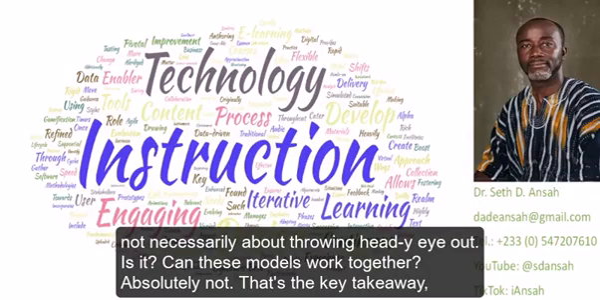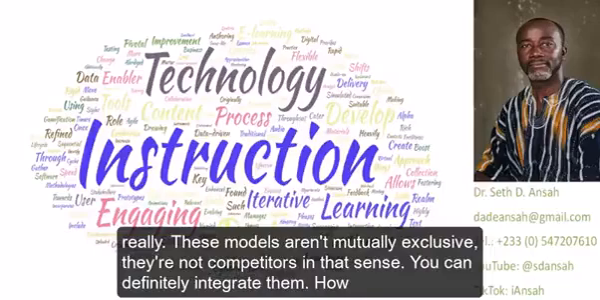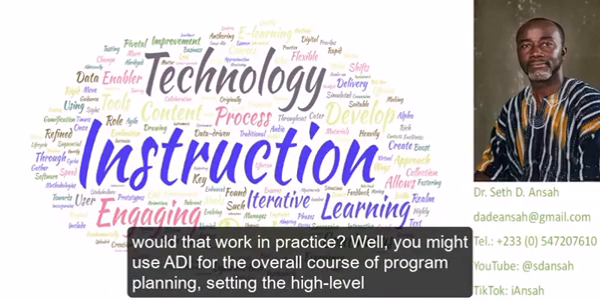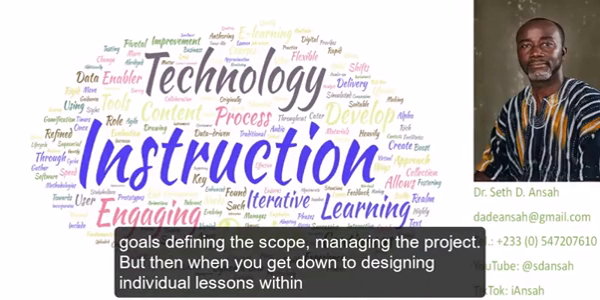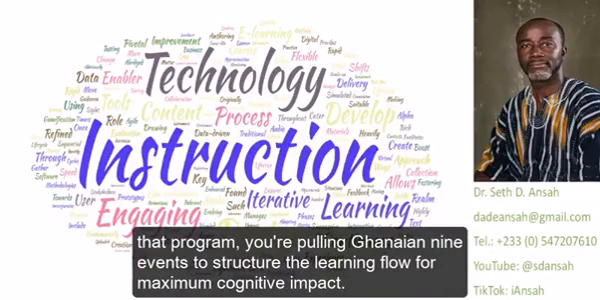Absolutely. That's the key takeaway, really. These models aren't mutually exclusive. They're not competitors in that sense. You can definitely integrate them. How would that work in practice? Well, you might use ADDIE for the overall course or program planning, setting the high-level goals, defining the scope, managing the project. But then when you get down to designing individual lessons within that program, you'd pull in Gagne's 9 events to structure the learning flow for maximum cognitive impact.